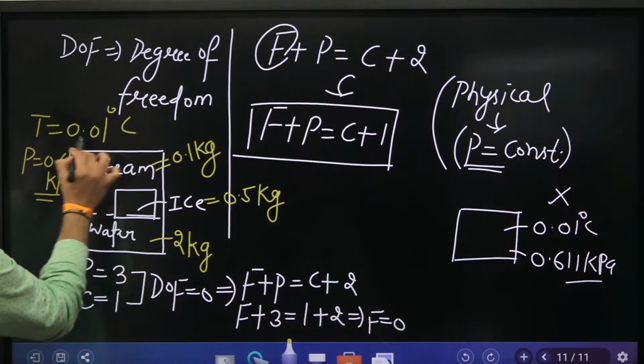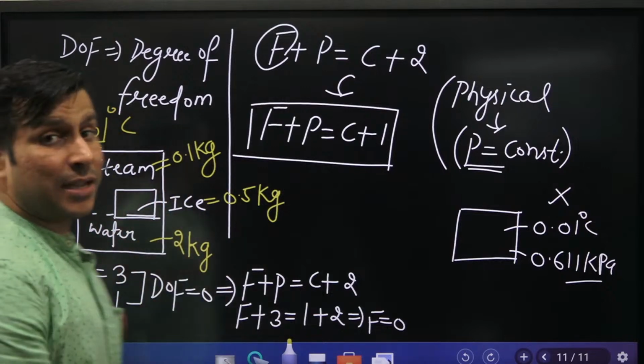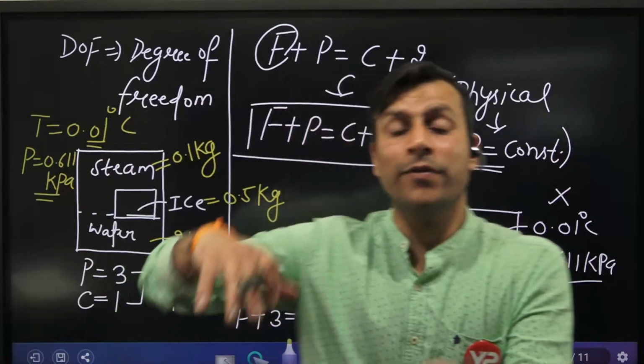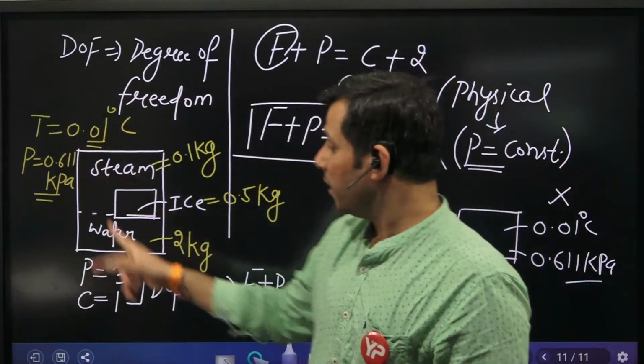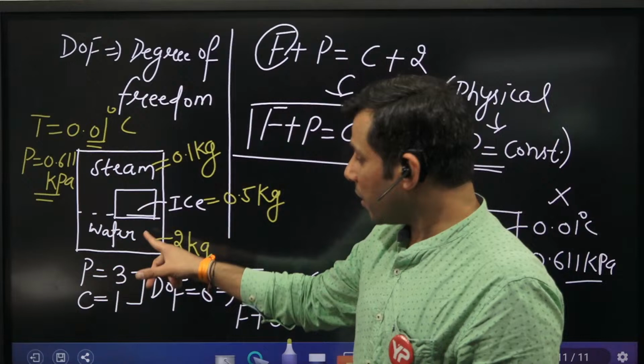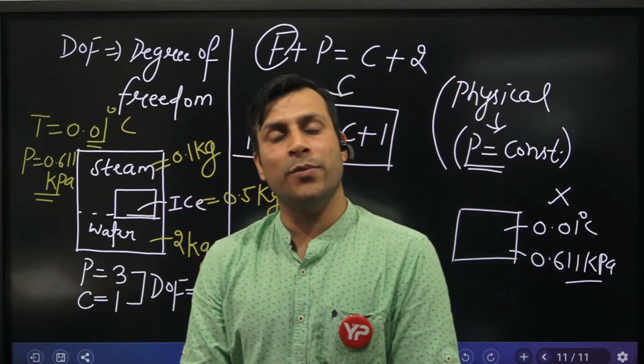As long as you are keeping this condition, they will remain in equilibrium, meaning their mass will remain the same. Suppose after 1 day you check, or after 2 days, if you are keeping these things constant, they will remain in equilibrium. The water will remain 2 kg, the ice will remain 0.5 kg, the steam will remain 1.1 kg.